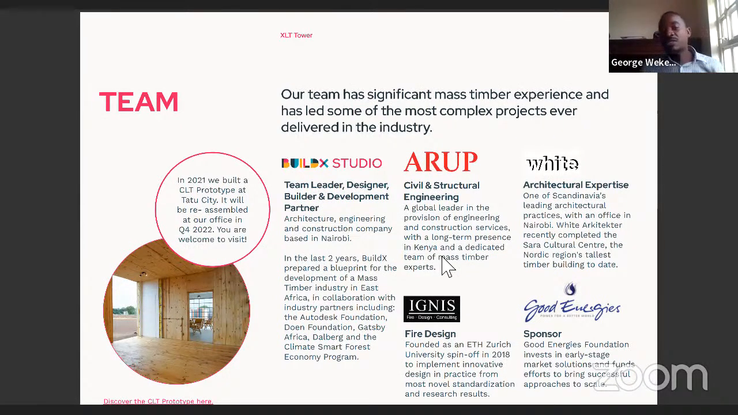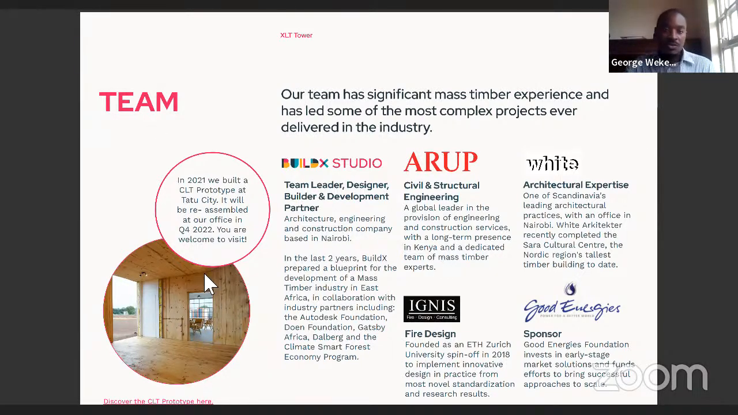And for this initial phase that we are doing for the project, as I mentioned, it's at a very early stage. We are receiving funding from the Good Energies Foundation, who would allow us to develop a technically viable concept that we can take to the planning officials for approvals. We can do financial modeling, prove financial viability of the concept, and raise a significant portion of the funding to start the construction.